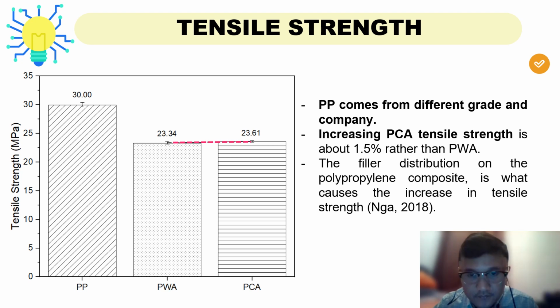Tensile strength. Increasing PCA tensile strength is about 1.5% rather than PWA. Nga 2018 said the filler distribution in the polypropylene composite is what causes the increase in tensile strength. Based on the previous study from Etafar 2011, the tensile properties increase if the clay filler is increased, but the percentage must not be too much. The optimum percentage is 3 weight percent and 5 weight percent.